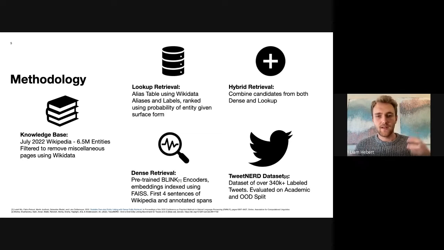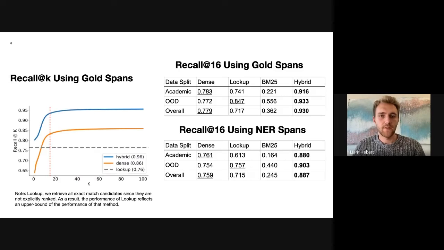And we train and evaluate all on the TweetNERD dataset, which consists of over 340,000 labeled tweets, which we evaluate on the academic and the out of distribution split. So first, looking at gold spans, we can see here that dense and lookup achieve the same performance using gold spans. Now, what is very surprising is when we look at the hybrid results, which performs much better than just dense and lookup alone. This similar trend also happens in NER spans, where dense retrieval performs almost better in many cases due to the reliance on noisy NER spans, but hybrid definitely carries through better.